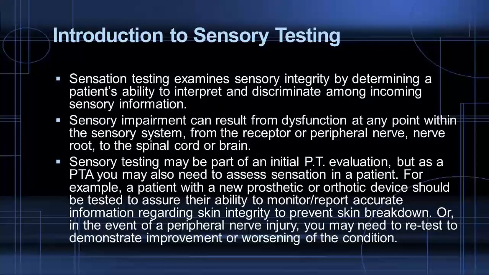You might have completely intact receptors, peripheral nerves, spinal cord, and everything, but you might have had a problem in the brain that causes some sensory impairment, or it could be just the opposite. Your brain and spinal cord and nerve root are perfect, but there's something wrong with the receptor at the other end, or there could be something wrong anywhere along that chain.